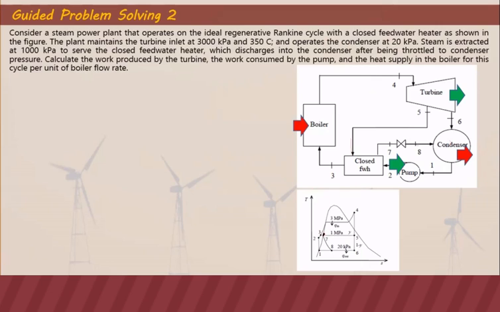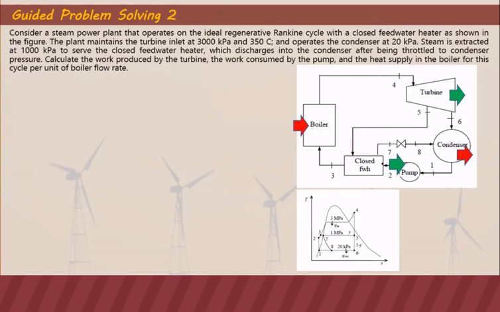You can also see here the TS diagram. As you can see, from point 1 to 2, we pump it. So from a saturated liquid at point 1, we pump it to point 2. And then at point 2, it is now a subcooled liquid.